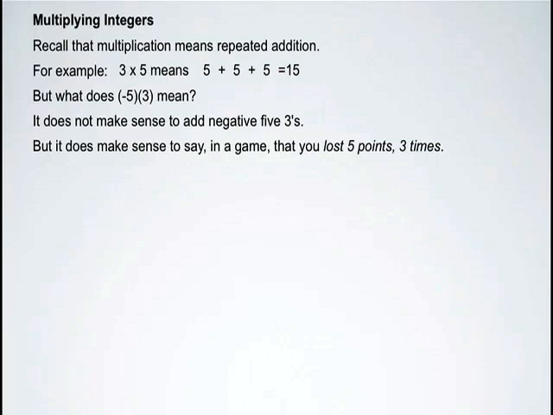So lost 5 represents our negative, and 3 times because we're multiplying by 3. And so if we think about it in context of a game, it does make a little bit more sense. If we look at negative 5 times 3, it's a loss of 15 points. So negative 5 times 3 equals negative 15.